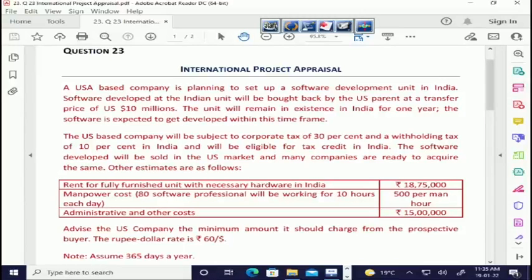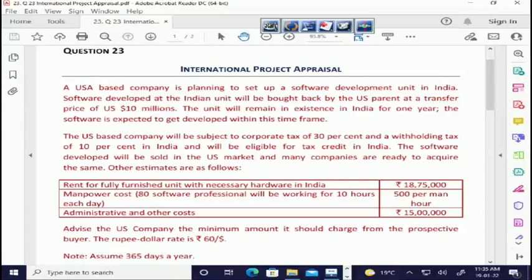A US-based company is planning to set up a software development unit in India. Software developed at the Indian unit will be bought back by the US parent at a transfer price of $10 million. You understood? The US company wants to develop software with cheap manpower in India, so it is setting up a subsidiary over here. And the subsidiary will transfer the software at $10 million. It's a transfer price. It's not any inflow or outflow for the entity.